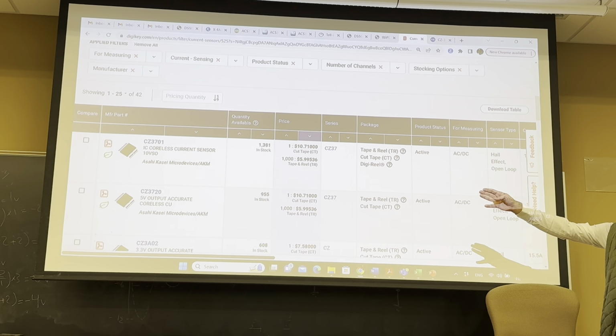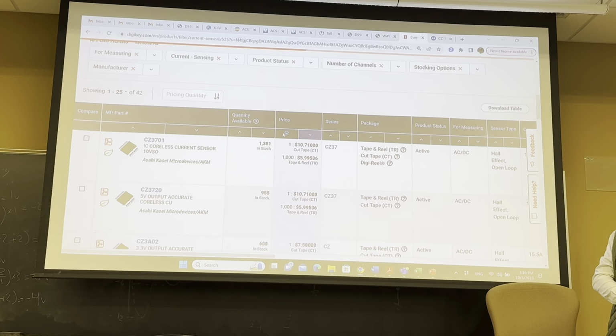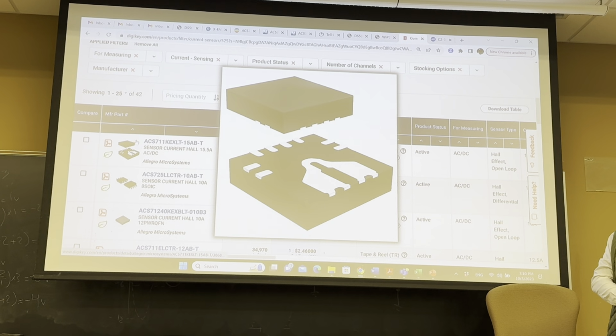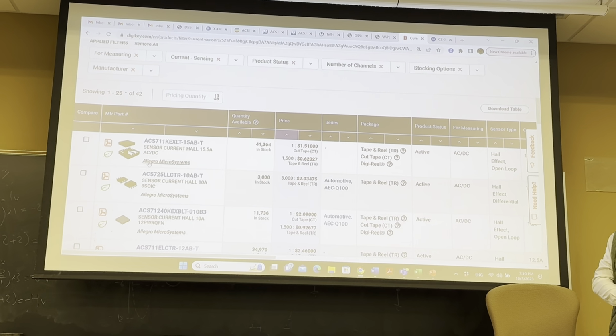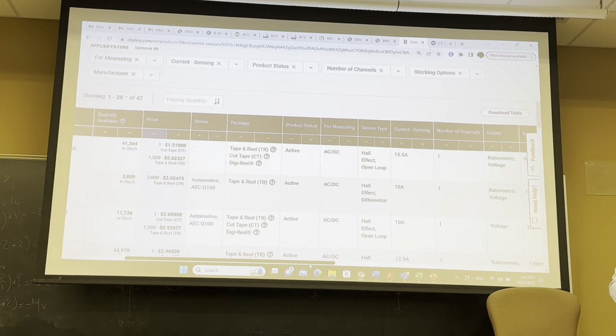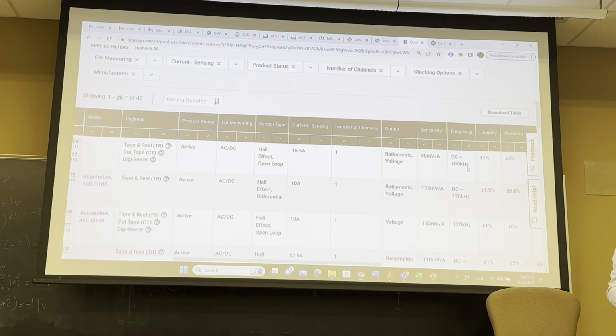But let's say you want to go with the first one, right? Let's go now with the cheapest one. So you see this one, for instance, pretty good. So Allegro, it's $1.5, right? 15 amps, 19 volts, and DC to 100 kilohertz.